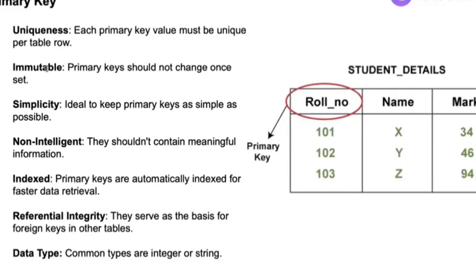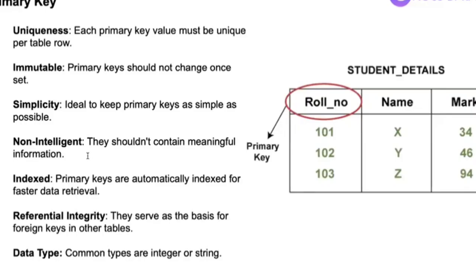And next is the immutable part, which we talked about. It should not be changed. Ideally, keep the primary key as simple as possible, using any column which is easy and obviously distinct. It should not contain meaningful information. So what is the main purpose of it? You should not go for any column which contains some kind of meaningful information. Ideally you will see IDs or auto-incremented numbers, which we will be using for the primary key.